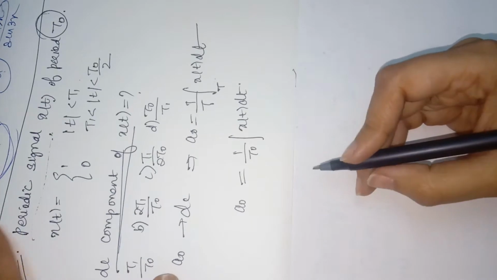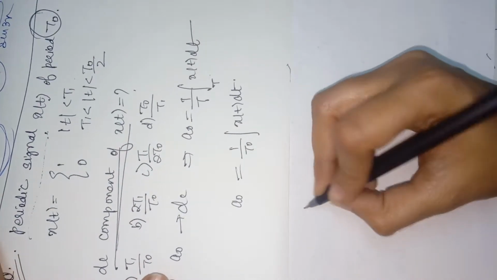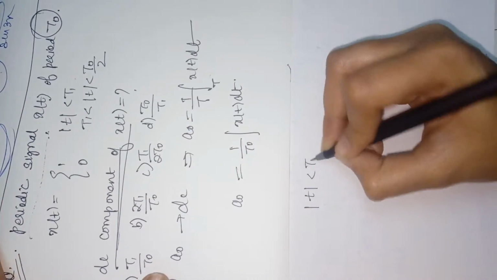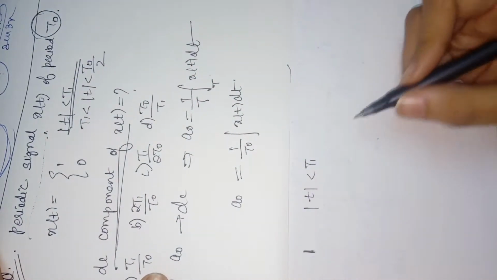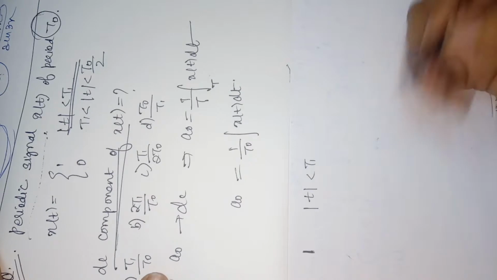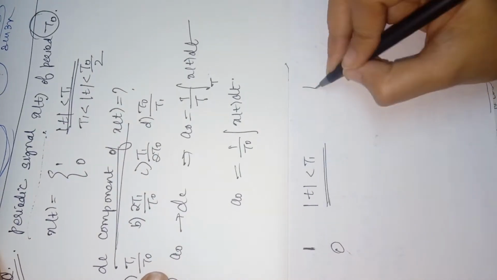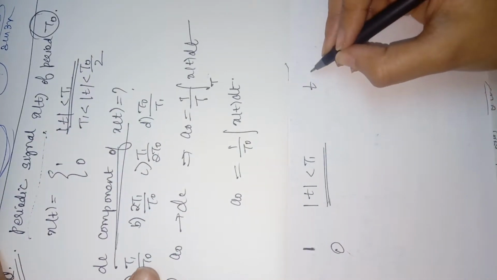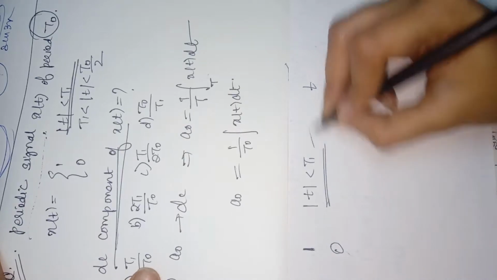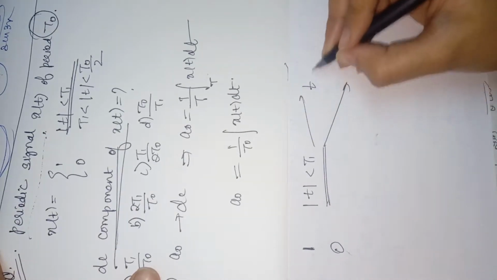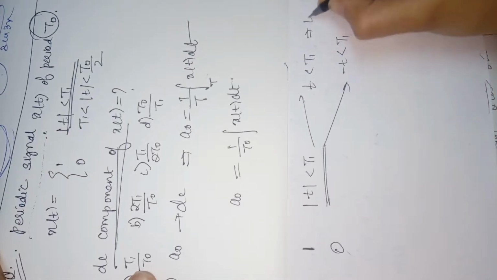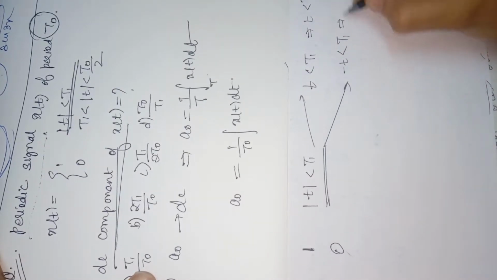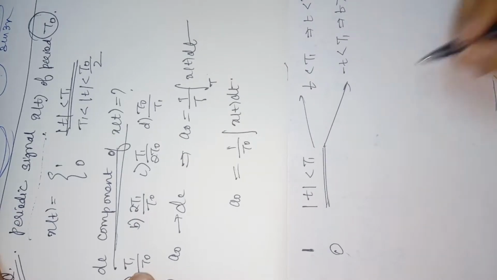See carefully. Mod t less than t1. This is what is given in the question. For this the value is 1, and for the rest the value is 0. So what this means is mod t, we know the mod function, I told in one video lecture that it is having plus and minus. So plus t less than t1, minus t less than t1.